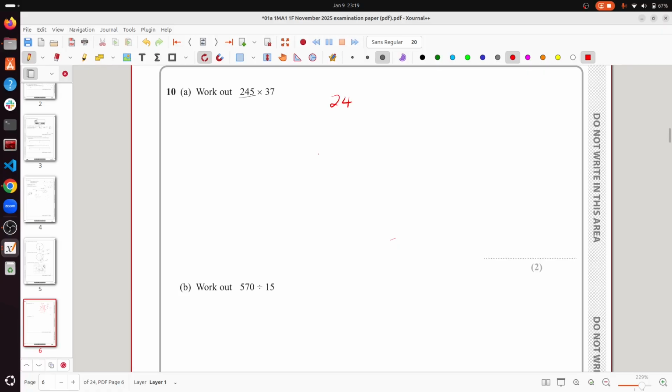Let's have 245 times by 37. First one, 7 times by 5 is 35. I am going to put down 5 and carry 3. 7 times by 4 is 28, and that gives me 31. I'm going to put down 1 and carry 3. 7 times by 2 is 14, and that gives me 17 in total.